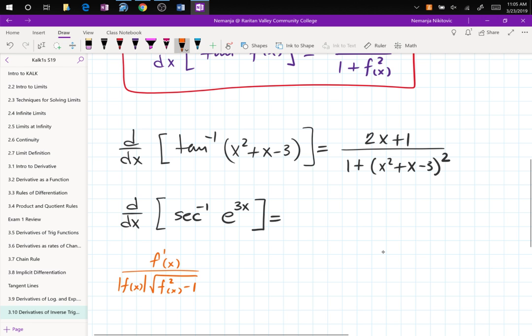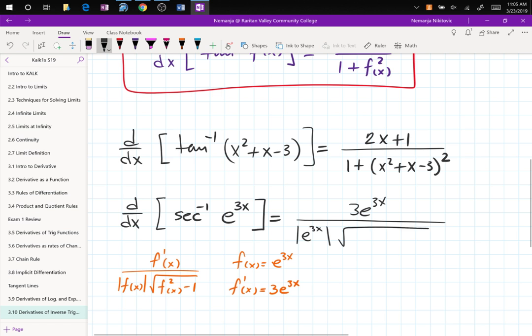So that's our formula. And now we know that our f of x, by looking at the problem, is e to the 3x, and we know that our f prime of x is 3e to the 3x. So now we can just plug those things in. The numerator, 3e to the 3x. Denominator, absolute value of e to the 3x times, over here we have e to the 6x minus 1. Right? Because 3 times 2 is 6.